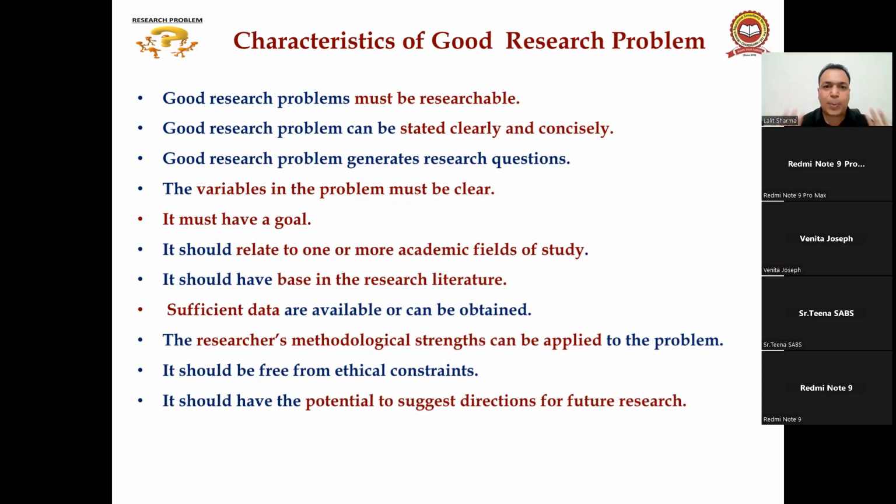The variables in the problem must be clear, right? You have seen social media, right? Then I have refined and cleared the variable, and I put Facebook, because there are so many social media: Facebook, YouTube, Instagram, there are so many. So that's why a characteristic of a good research problem is that the variable you have chosen must be clear. It must have a goal.